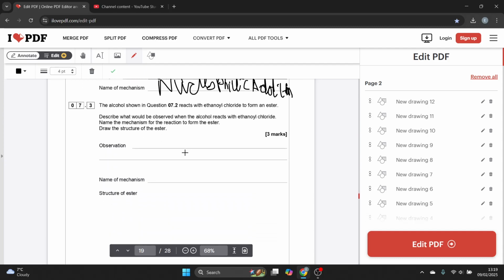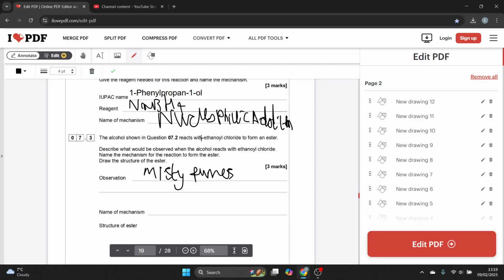Then it says describe what will be observed when the alcohol reacts with ethanoyl chloride. Misty fumes. Name the mechanism for the reaction to form the ester. Reacts with ethanoyl chloride to form ester, and the mechanism is nucleophilic addition-elimination.